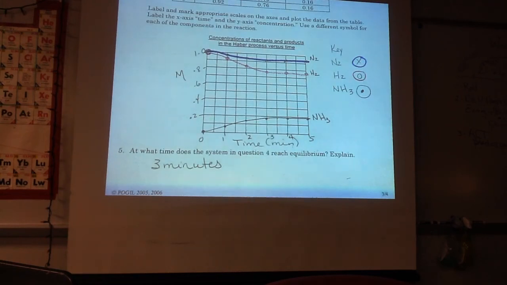Okay? So this little activity really is to just be an introduction to what it means to be in equilibrium, since we're going to spend so much time looking at equilibrium reactions.